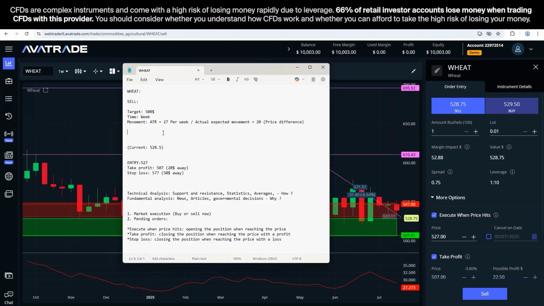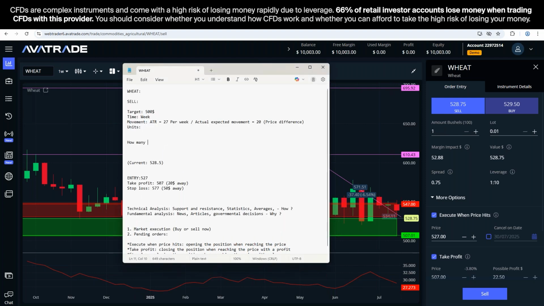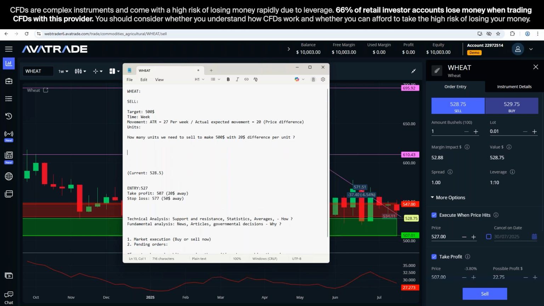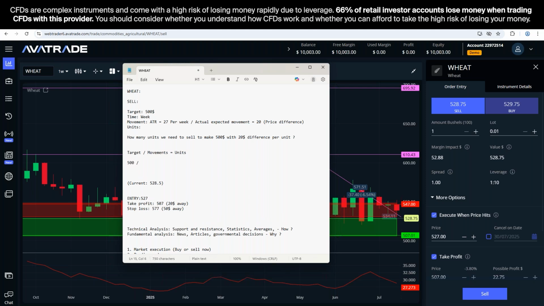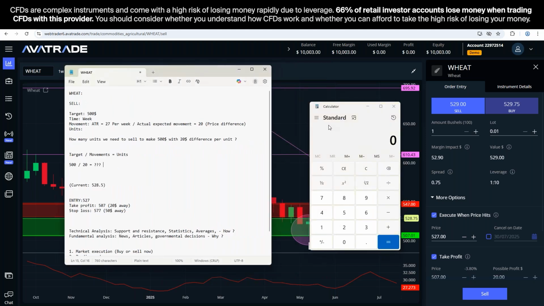What if we want to make 500? My following question will be, how many units do we need to sell to make 500 with a $20 difference per unit? People who are good with math can give me an answer to this question. Otherwise, I'm going to give you the equation. The equation is target divided by movement equals units. So 500 divided by 20, who can tell me the answer? We have a calculator.